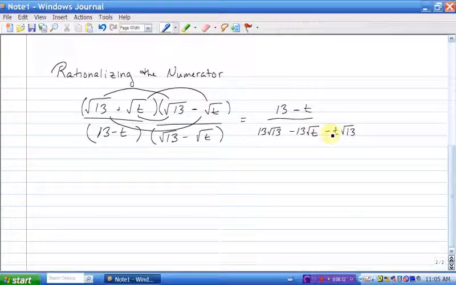Now none of these are like terms. None of these have anything that we can combine. We have 13 radical 13 minus t radical 13. But you can't combine them as 13 minus t. There's no way to simplify it. So you just leave it as it is. And that is your final solution.